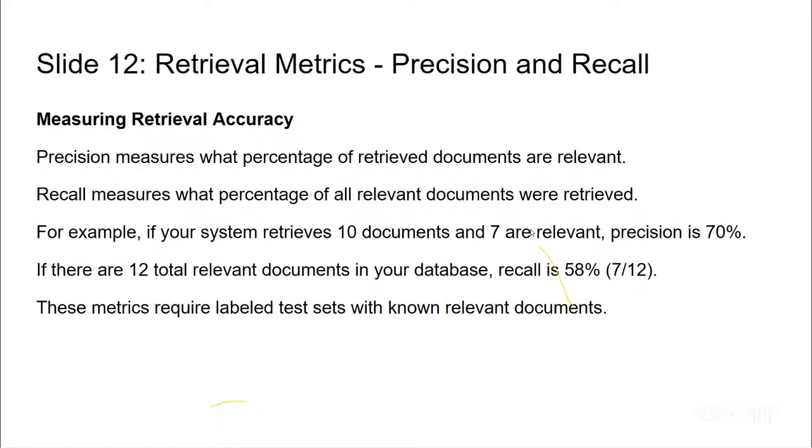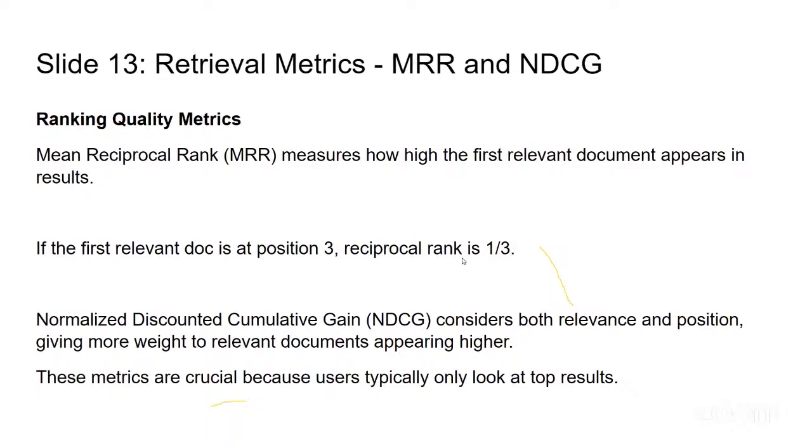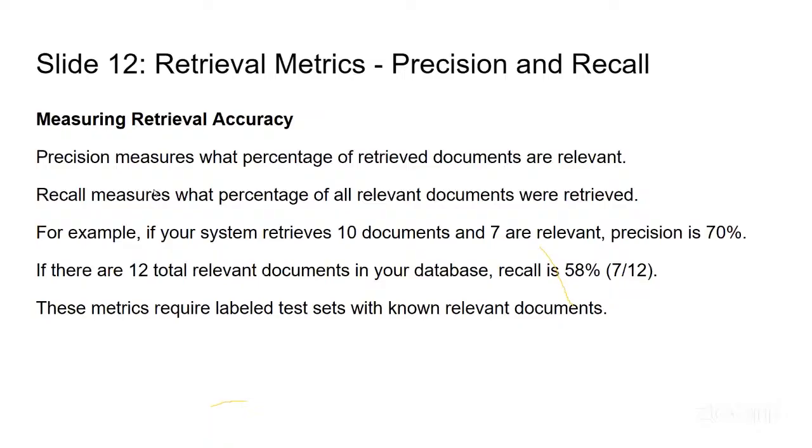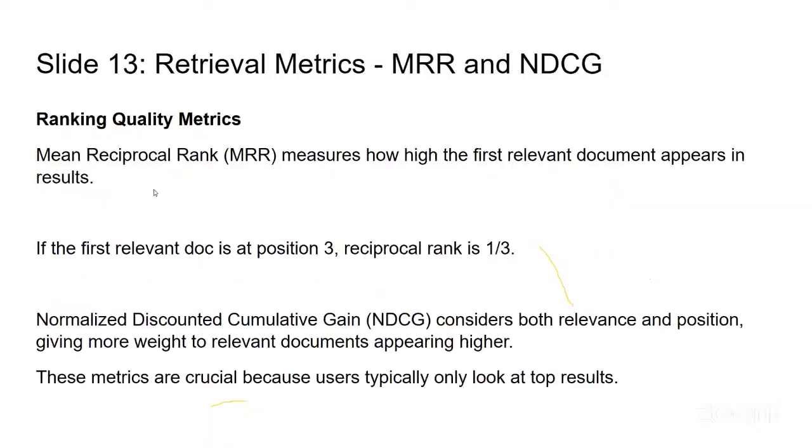Okay. So these metrics require labeled datasets with known relevant documents. This is because we need to be able to know what are the relevant documents. Now, there are retrieval metrics. Like I said, over here you have retrieval quality, correct? So retrieval quality has some metrics, answer quality has some metrics. So various dimensions have various metrics. So retrieval quality has precision and recall as two metrics. And during retrieval, we also have ranking quality metrics.